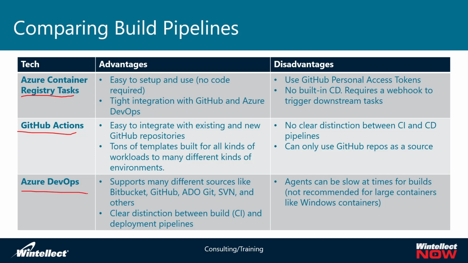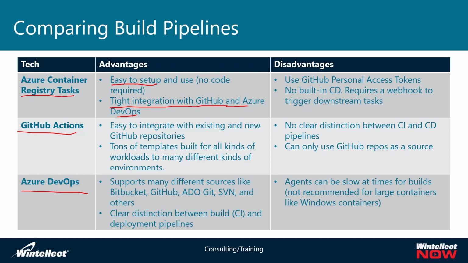So what are the advantages and disadvantages of doing these? What I love about Task is, like I said, it's easy to set up. It's got tight integration with GitHub and Azure DevOps. Very easy to spin up and use. So again, just a single entry on the command line, and that will create the task very quickly and effectively without having to deal with any kind of YAML files.